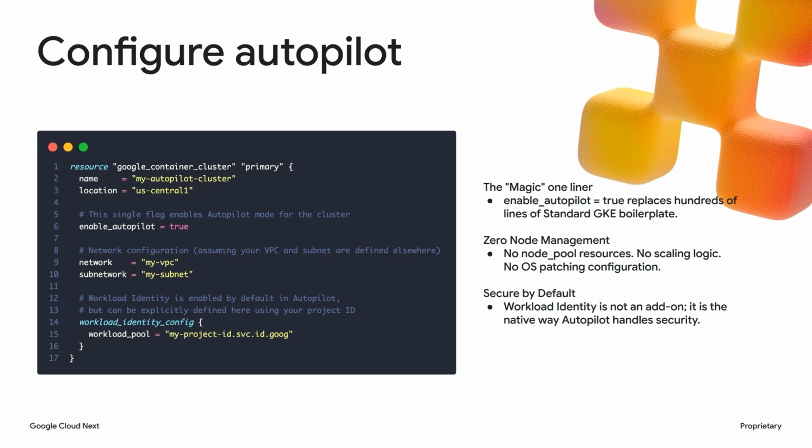Finally, Autopilot is secure by default. Notice the workload identity config at the bottom. In Autopilot, workload identity is the native, expected way to handle security. We move from a complex configuration that requires constant maintenance to less than 20 lines of code that is secure, scalable, and ready for production.